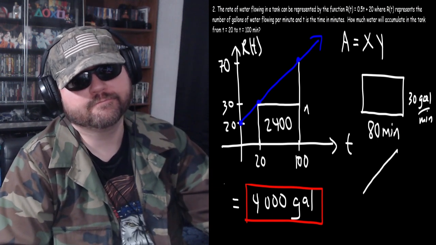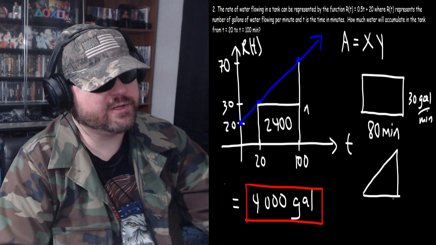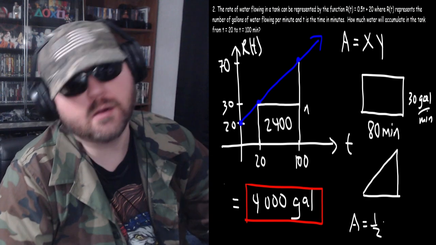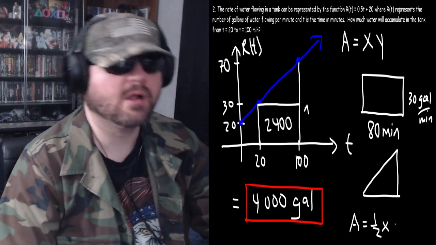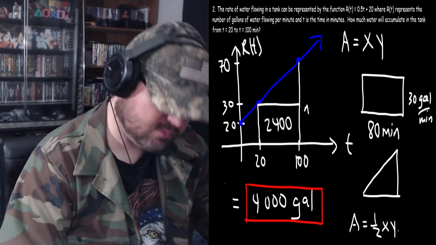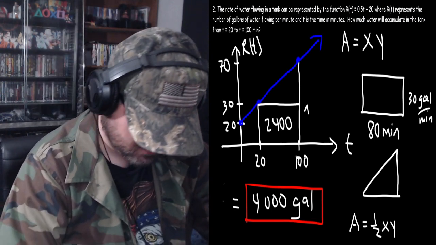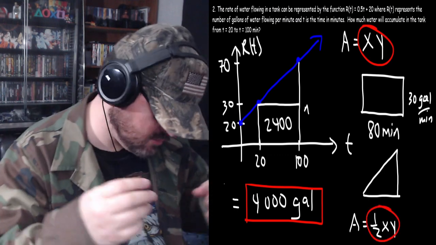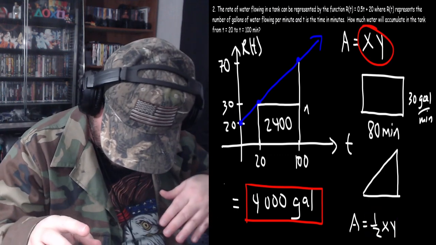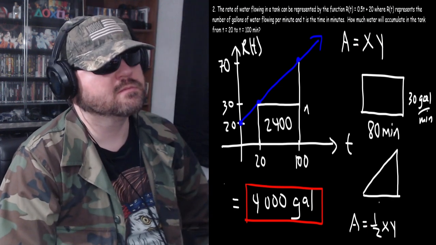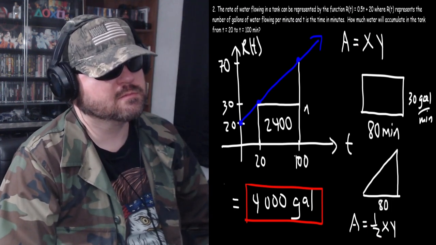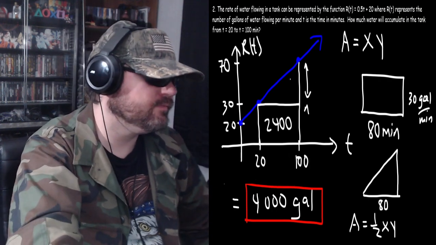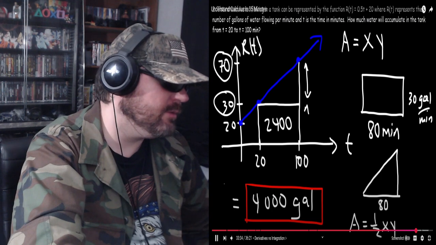Now let's focus on the triangle. The area of a triangle is 1/2 base times height. In this case, we could say the base is associated with the x-axis, the height is associated with the y-axis. So whenever you're dealing with integration, you're going to be multiplying x by y. When you're dealing with differentiation, you're dividing y by x. Now, the base of the triangle is still 80. It's still the difference between 120. But the height of the triangle is the difference between 70 and 30. So it's 40.